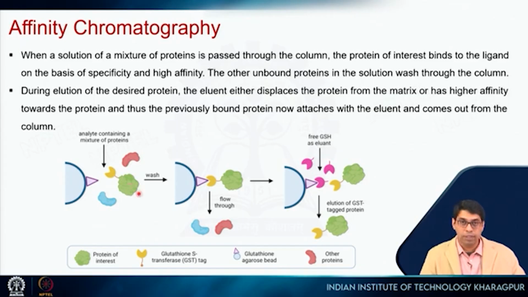Now you crack open the cell. It can be a mammalian cell, it can be a bacterial cell. So there are all sorts of proteins, but only your protein has this glutathione S transferase tag. Once you pass it through the column, this GST protein will bind to the glutathione, and since your protein is covalently linked to it, it will also stay there. Everything else will flow out. So you wash your column thoroughly, everything else goes out, only your protein sticks to the column. Now you flow free glutathione through this, so that will bind and your protein will come off.